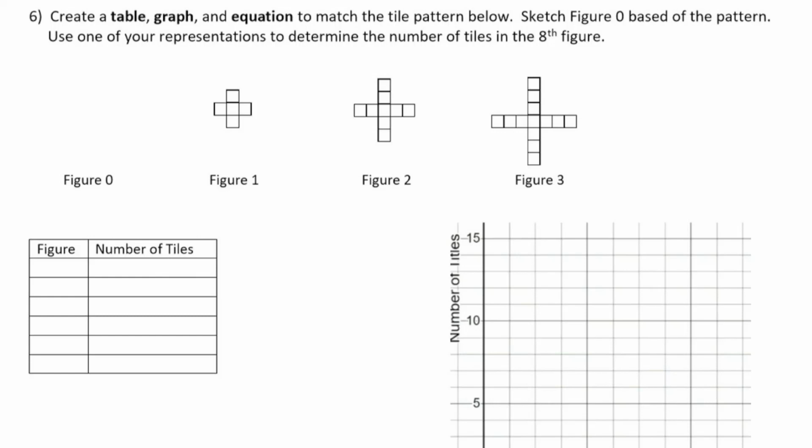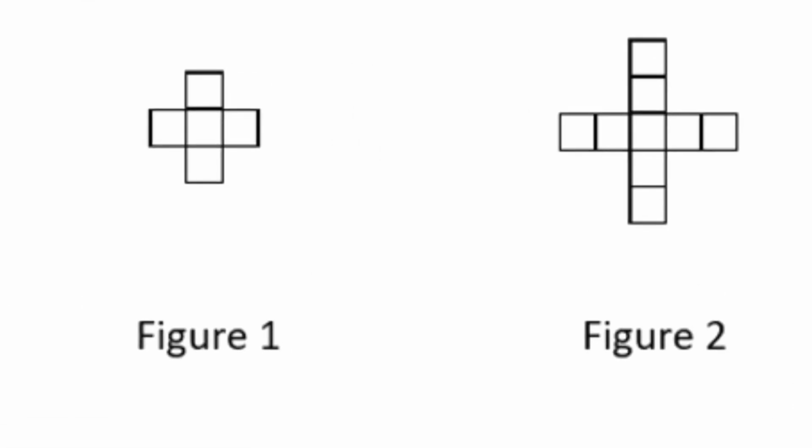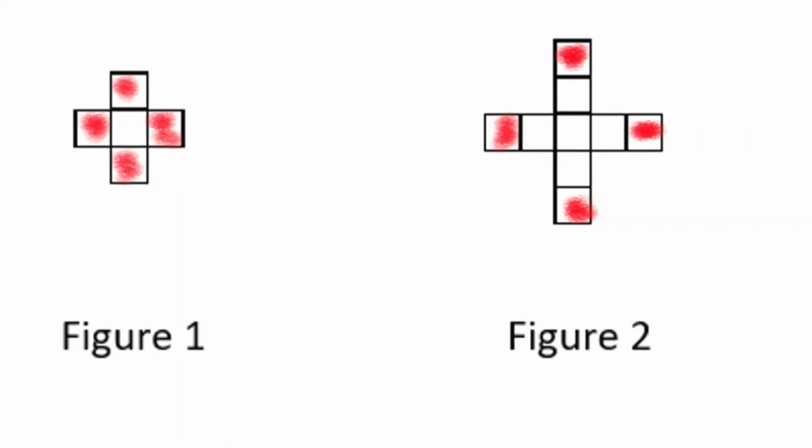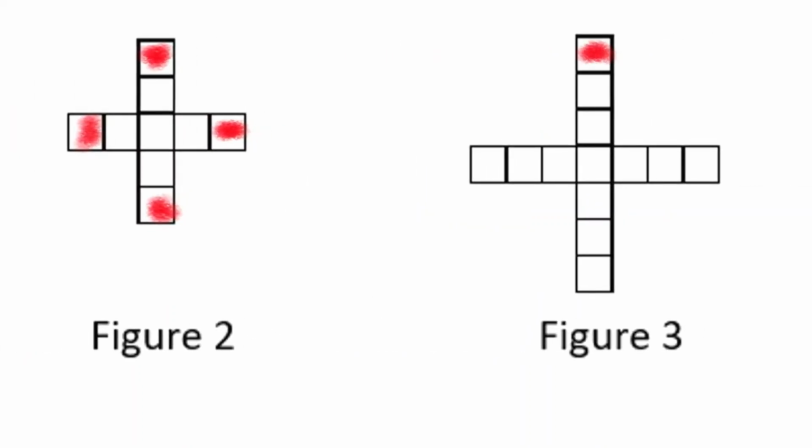So one of the things I like to do is see how things are growing here. And if I grab this little red pen, I can say, look, every single time that I move forward, it looks like I'm just adding a tile at each of the sides, right? It's growing by 1, 2, 3, 4. So my growth is by 4 every single time.